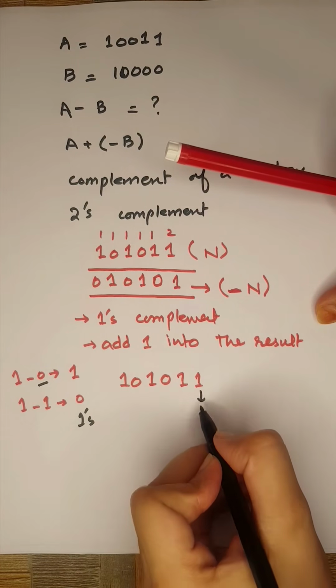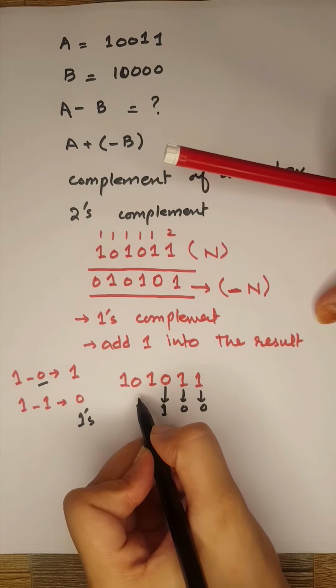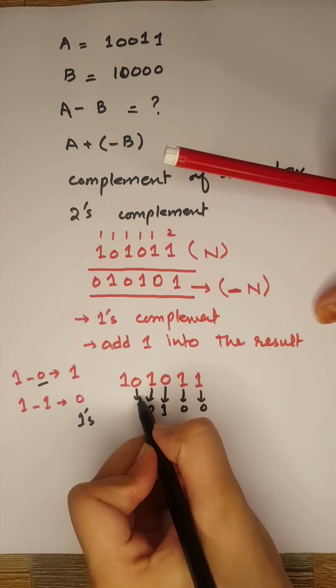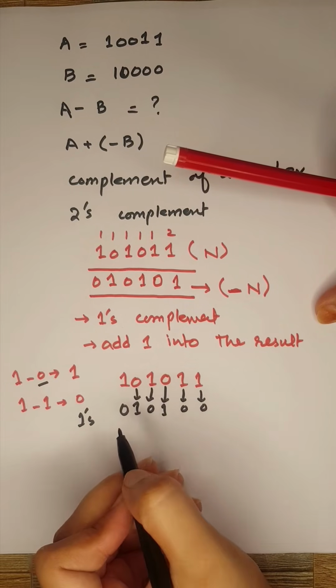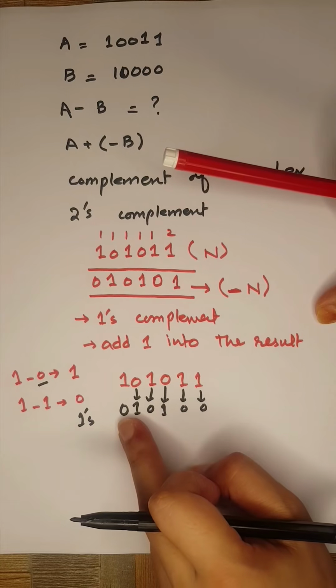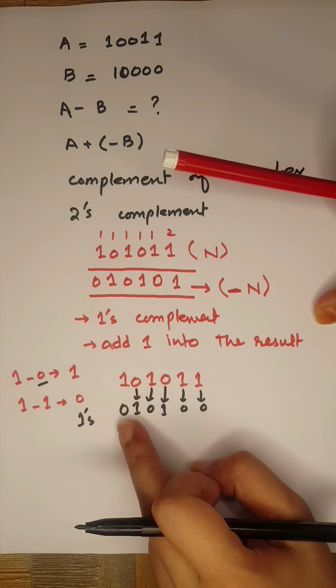So 1 will be converted to 0. Again, this will be 0. This will be equal to 1. This will be equal to 0. This is equal to 1, and then finally we will have 0. So 001010. All I have done is perform the inversion of the bits.